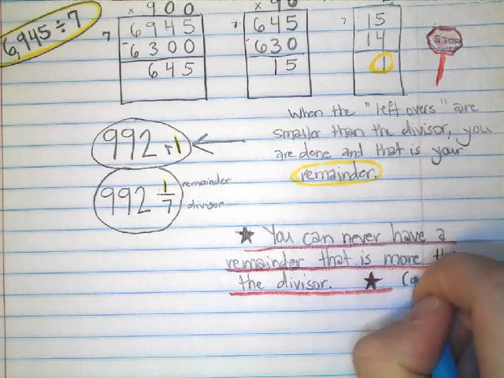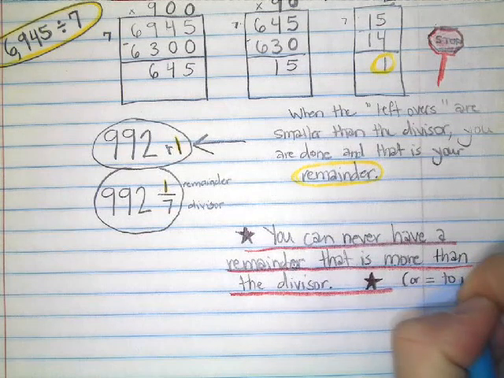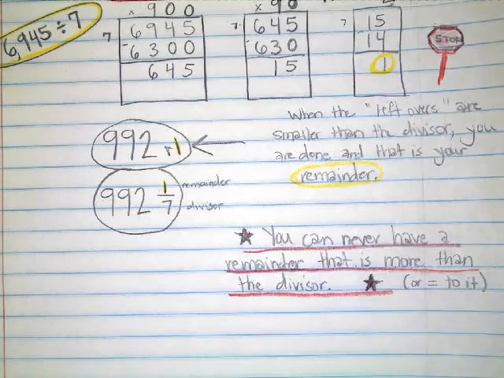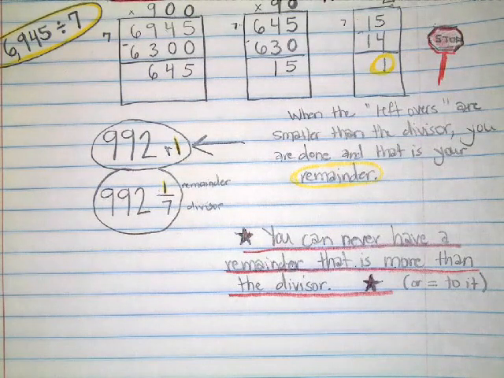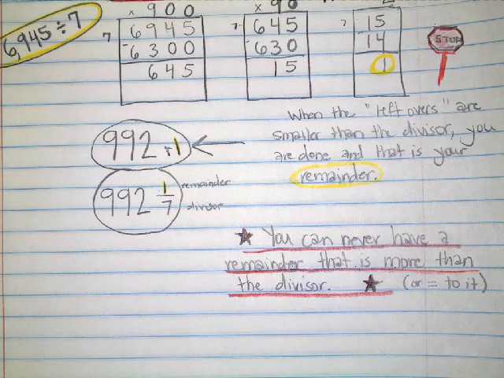I should put that in here. You can never have a remainder that is more than the divisor, I should say, or equal to it. Or equal to it. It can't be equal to it either.